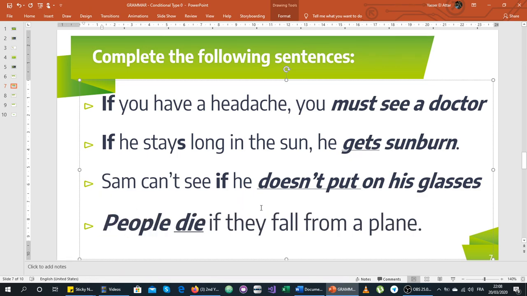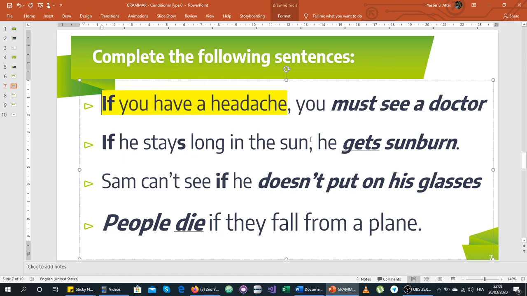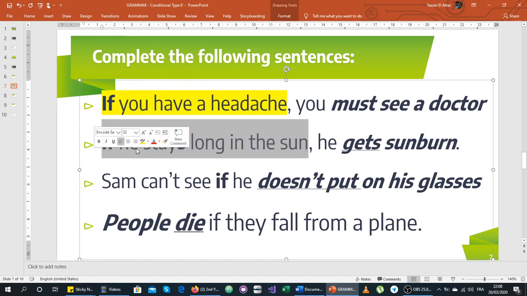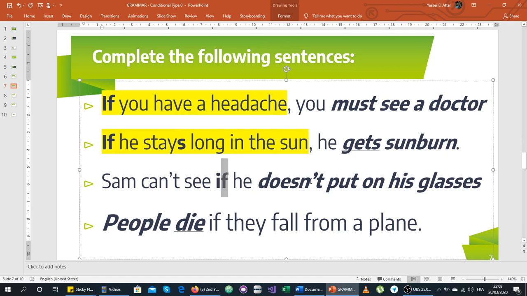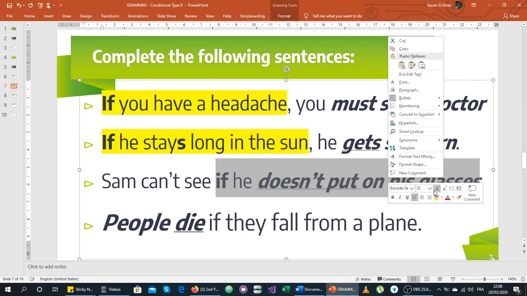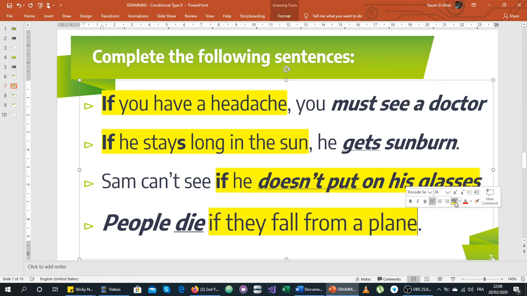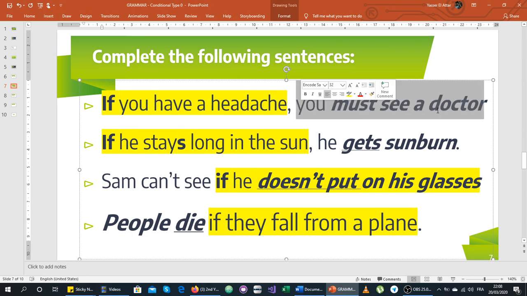I need you to correct this one and put it in your notebooks. If you notice here, this is the if clause, right? I will put the if clause in yellow. Okay, good. And this is the main clause.